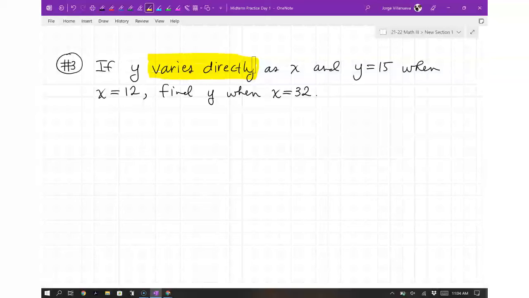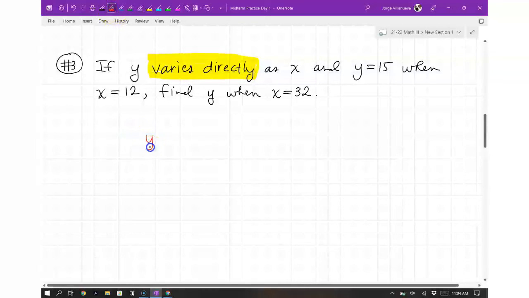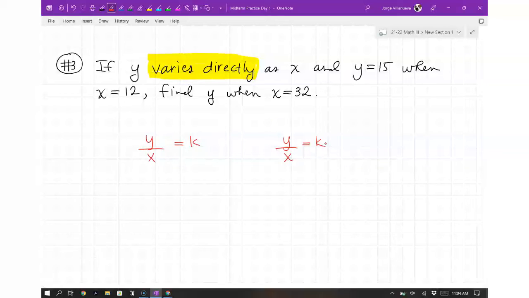As soon as you see that, your quick reflex should be to write this: y over x equals k. Y over x equals k. You do it twice, because the first time you solve for k, the second time you solve for whatever variable they need you to solve for. So, how do we figure out what to write?